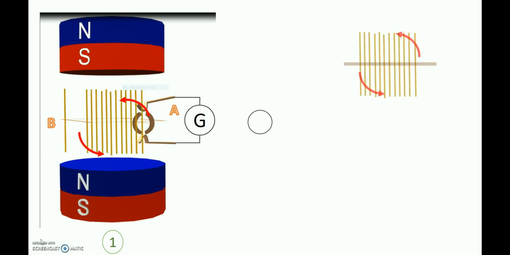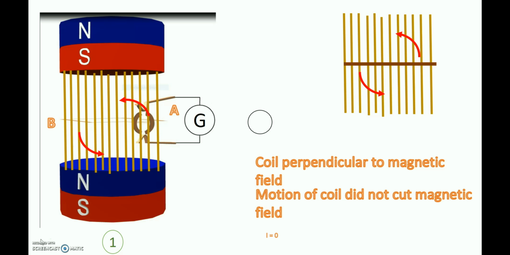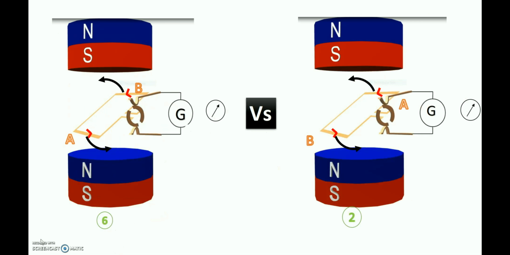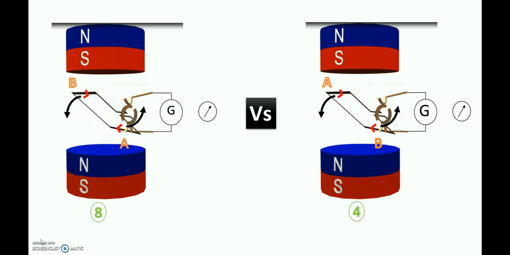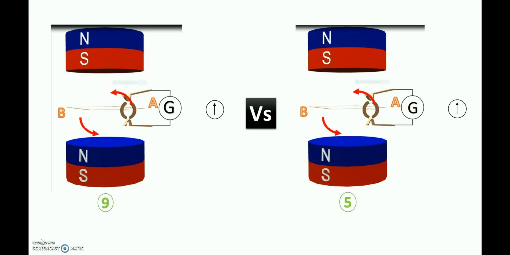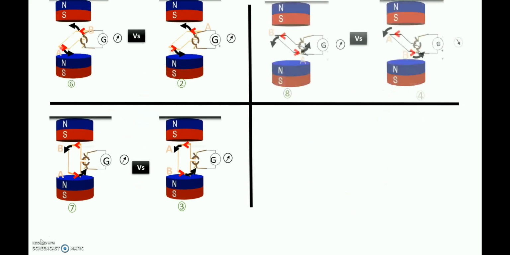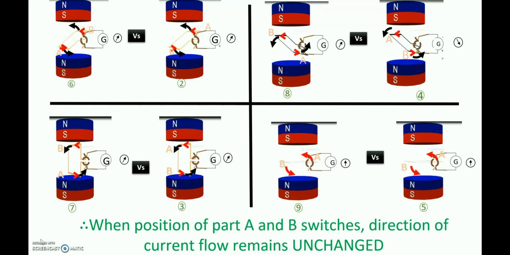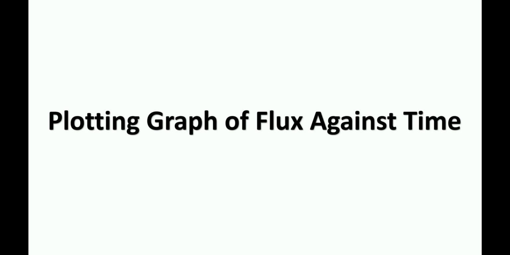No induced current is present at this moment as sides A and B move parallel to the magnetic flux. There is no cutting of magnetic flux. From here onwards, the coil continues the same path of rotation as the second, third, fourth, and fifth situation. However, the positions of parts A and B have interchanged. Even though there are some changes, we can still observe that the current always flows out at the left edge of the coil, while the current always flows in at the right edge of the coil. Let's try to plot the graph of magnetic flux against time.